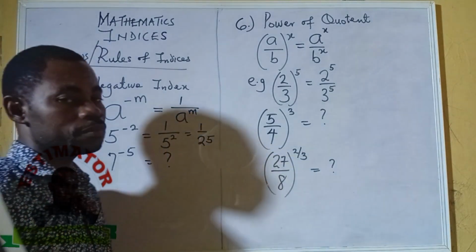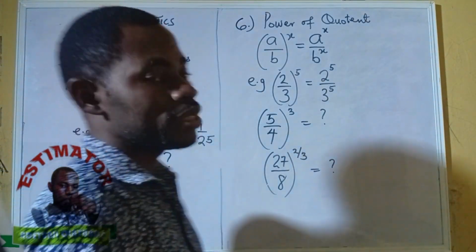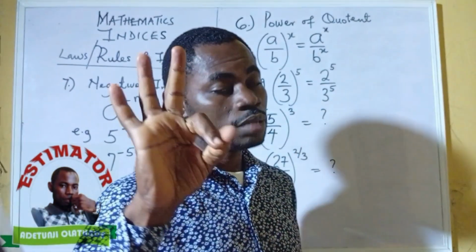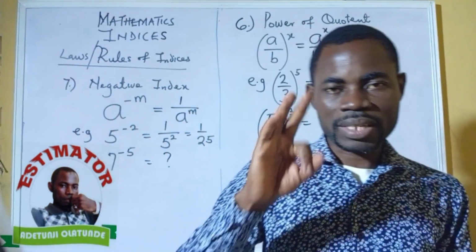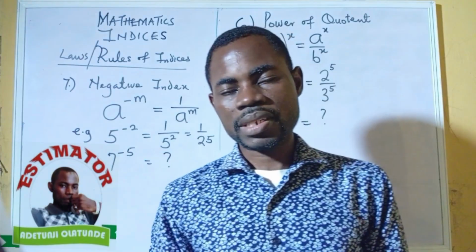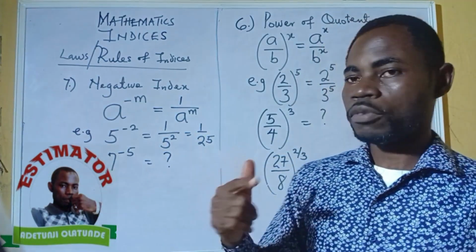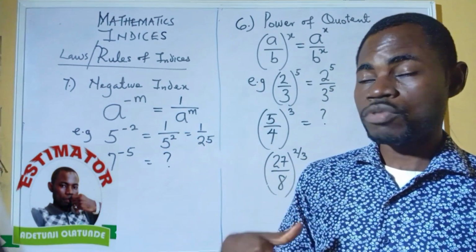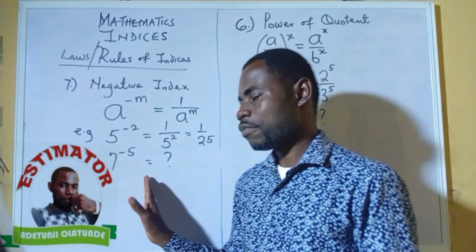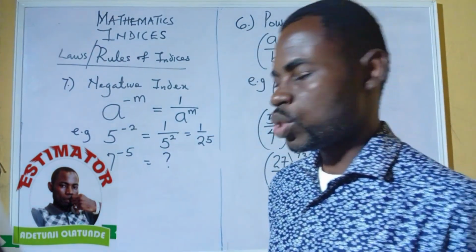You can see very well I have given out 7 rules, and I believe I've given out 6 questions, because I didn't give you a question on the first law I mentioned, and the zero index I didn't give you a question, but starting from rule number 2 I started giving you questions. So now I've supplied almost 6 questions to you.